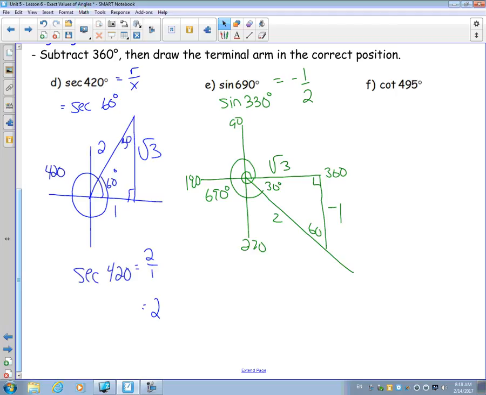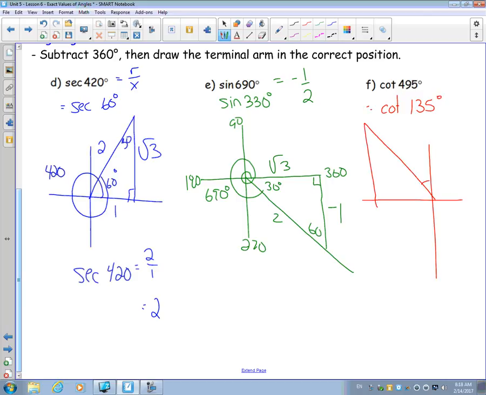And then cotangent, 495 is the same as cotangent. Subtract 360 again, 135. To draw it, 135 would be here, between 90 and 180. If it's 135 on the outside, the inside's got to be 45. Which makes that 45, 1, 1, root 2. We went to the left, so it's negative. Cotangent is the opposite of tangent. Tangent is y over x, so ours is x over y, negative 1 over 1, or just negative 1.